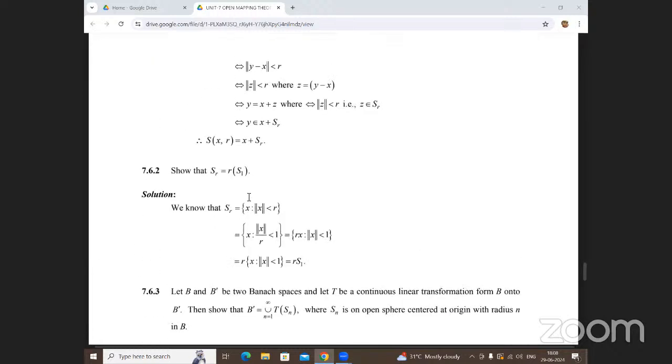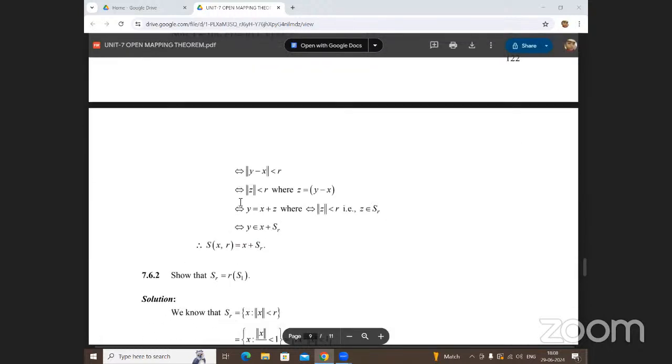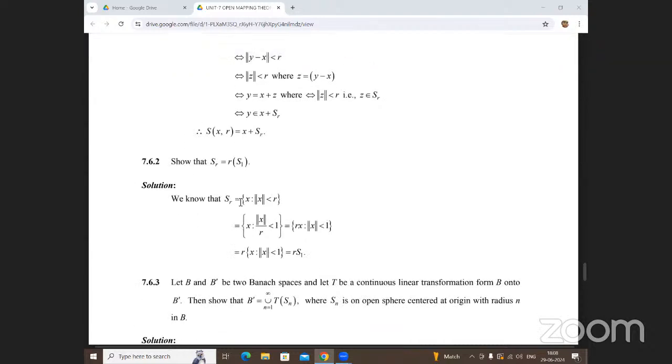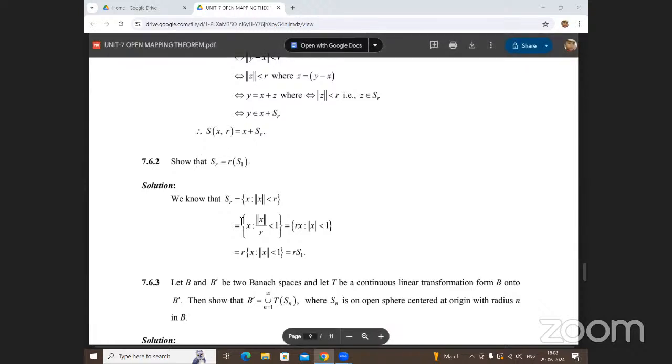Students, you have to practice 7.6.1, 7.6.2, some maximum questions. That is the variety of the paper. Short answer questions are also given in this manner. Show that SR equals R of S1, using the representations in the above lemma.